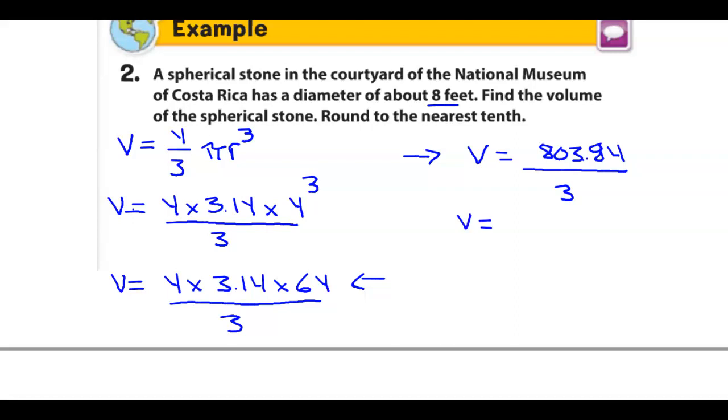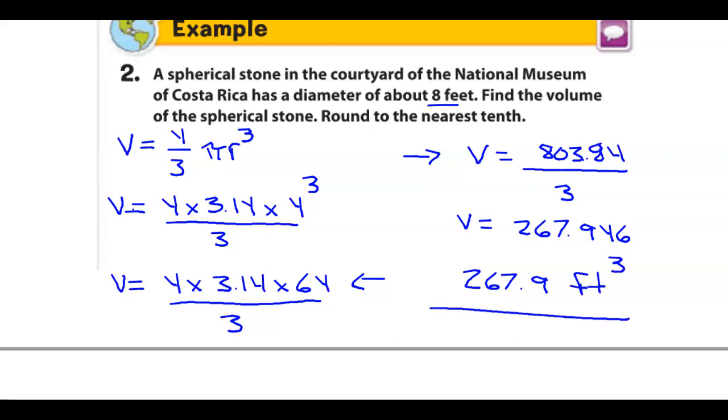So we end up with 267.946. And let's go ahead and round that to the nearest tenths. So the volume is going to be 267.9. And what do we got here? We've got feet, right? So 267.9 feet. Dealing with volume, we are going to cube that answer. And there we go.